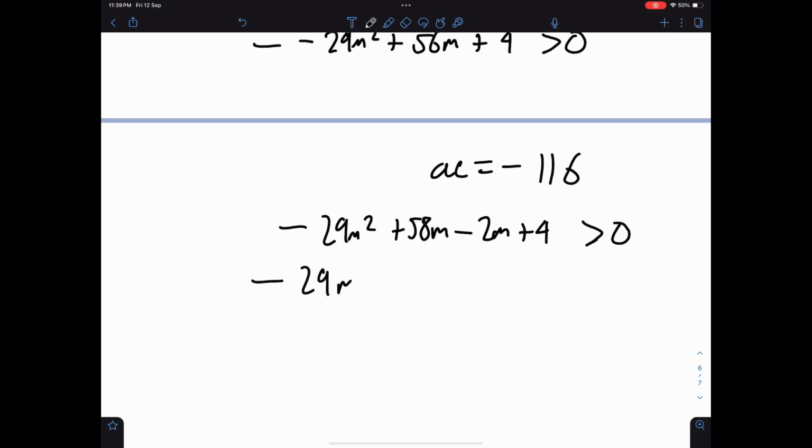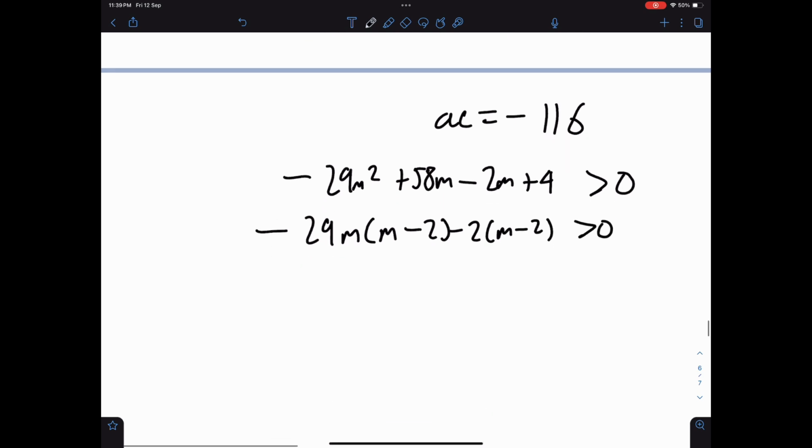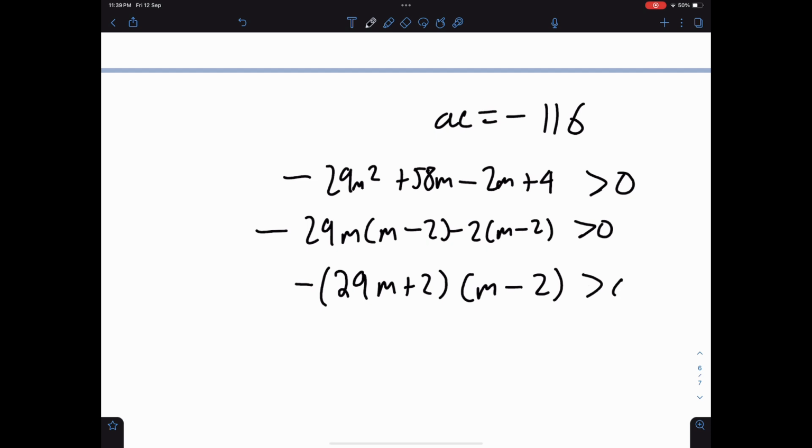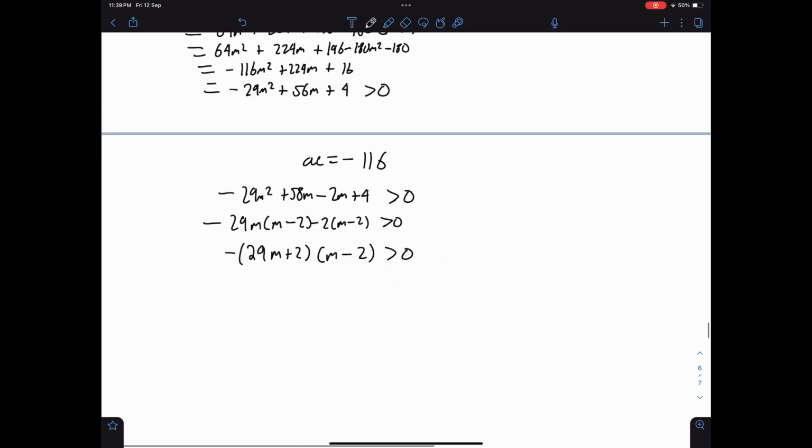29m. So that leaves us m in the bracket minus 2, then minus 2, m minus 2 would go here. And so that would pull out bracket 29m plus 2, m minus 2. And that needs to be greater than 0.